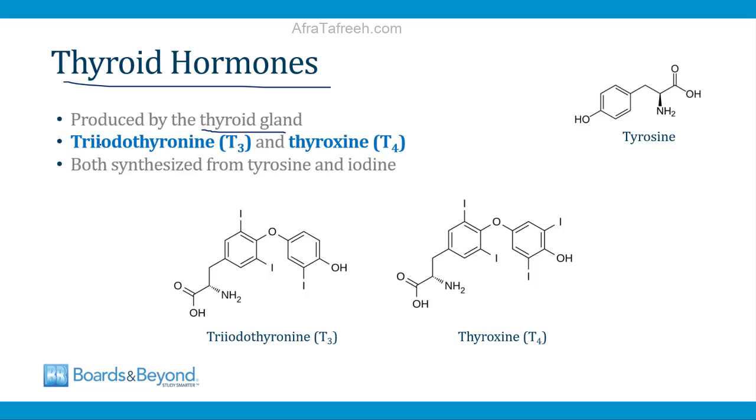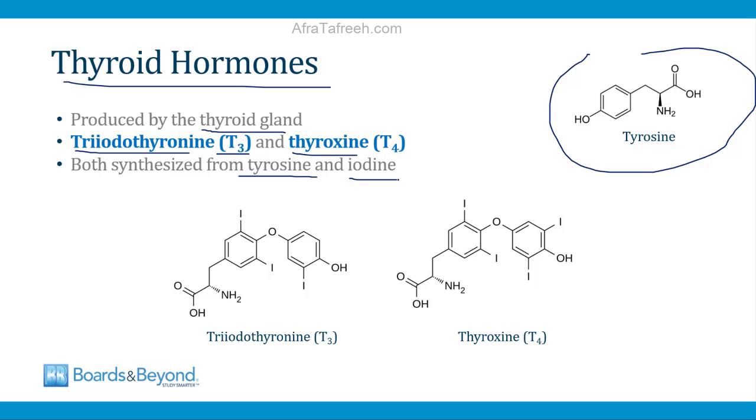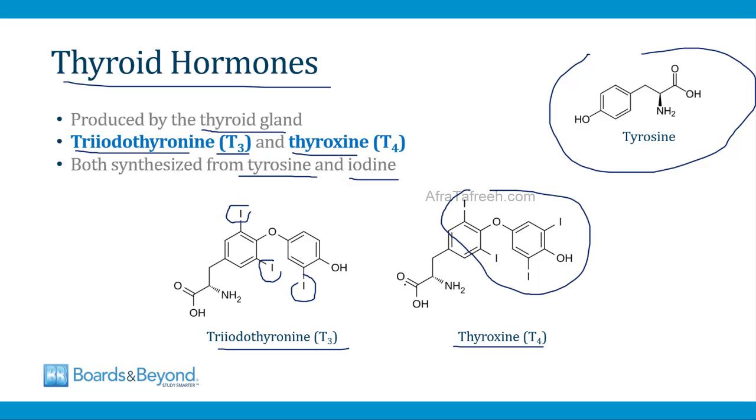So there are two thyroid hormones. The first is triiodothyronine or T3 and the second is thyroxine or T4. Both of these hormones are synthesized from the amino acid tyrosine, which is shown here on the screen, and the chemical element iodine. If you look at the bottom of the screen, this is the structure of T3. It's called T3 because it has 3 iodine molecules in it. This is the structure of T4, called T4 because it has 4 iodine molecules in it.